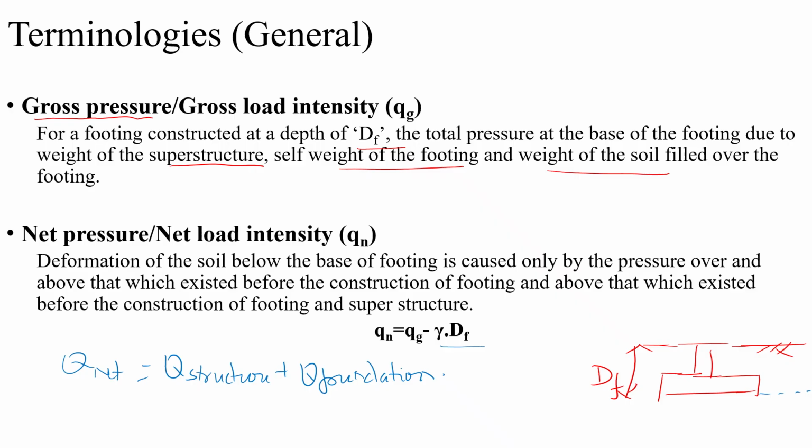Now, what I have done here means Q net can be written like Q gross. Remember, Q gross includes the pressure from the soil also. So what I'm doing, I am subtracting the effect of the soil, that is the pressure exerted by the soil. You might have studied this in your soil mechanics in the concept of stress distribution, where the stress exerted by the soil at a particular depth is nothing but gamma into df. So I am subtracting the effect of the pressure exerted by the soil. So Q net can be written as Q gross minus gamma into depth of the foundation.